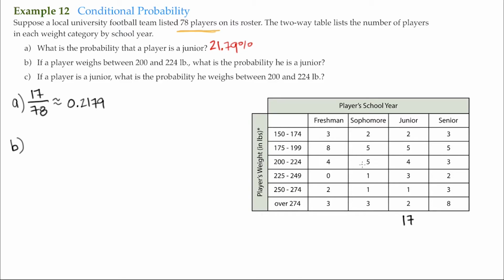There's 4 plus 5 plus 4 plus 3. So there's 16 players that are between 200 and 224 pounds. We only care about this. So if this is all we care about, what is the probability he is a junior? Well, here's the junior right here in that group. So that's 4 out of 16. And that equals 0.25. And of course, we recognize that as 25%.